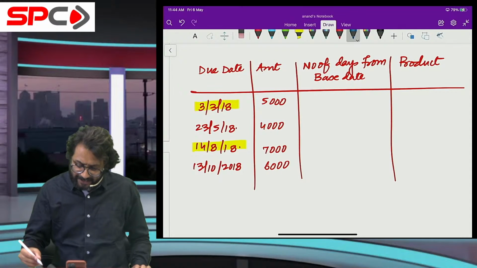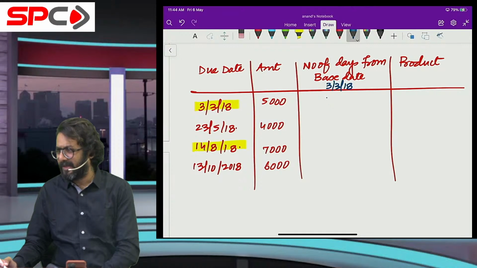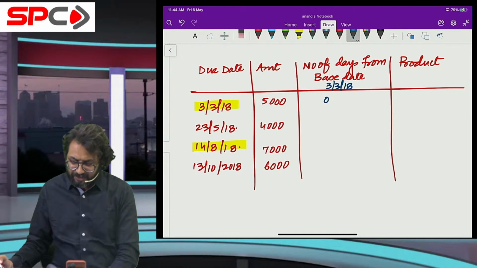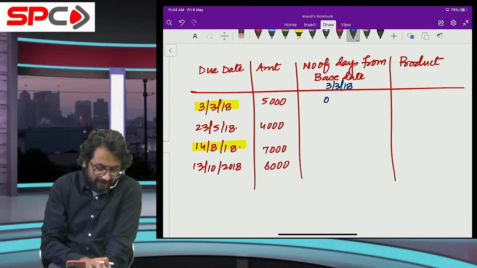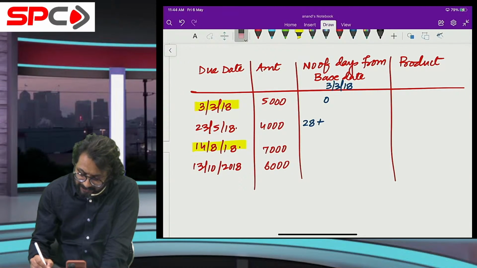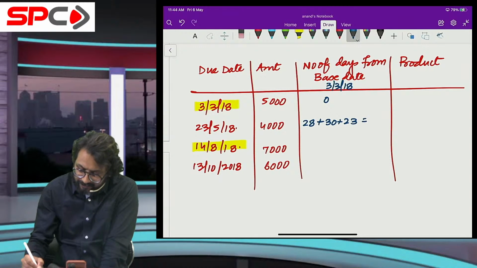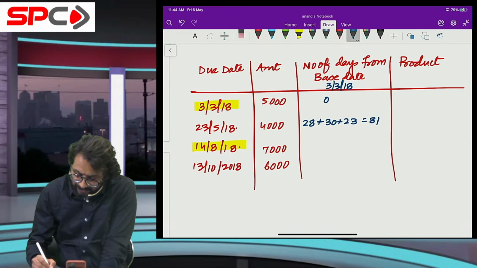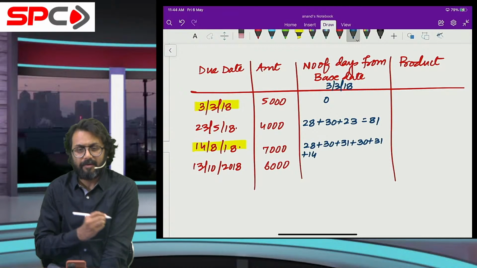Number of days from the base date. Can I have the first? So 3rd March, I'll assume it as the base date. So what is the first number of days? 0. Now from March to April, March is for how many days? 31. 31 minus 3. Can I not say 28 days of March? April, 30 days. May, how many days? 31. Now similarly, I'll take March, 28. April, 30. May, 31. After May, June, 30. July, 31. August, 14. Do you all appreciate this?